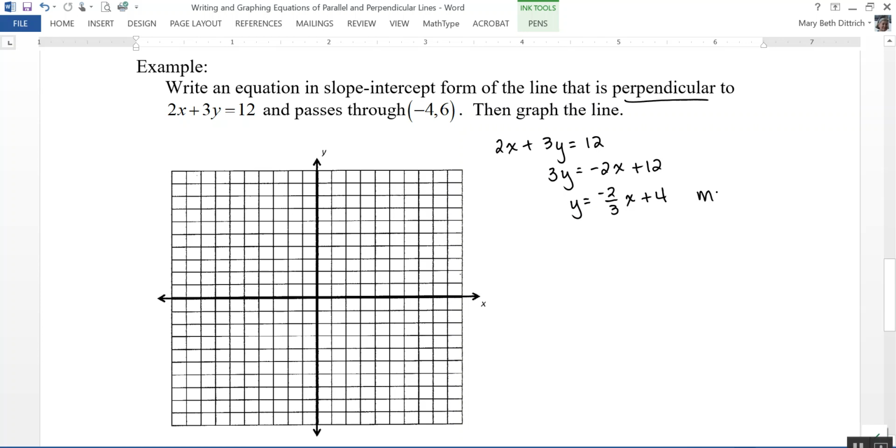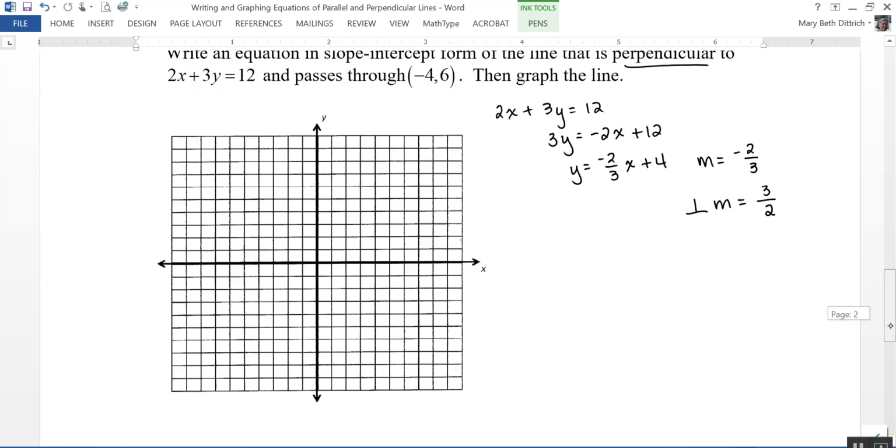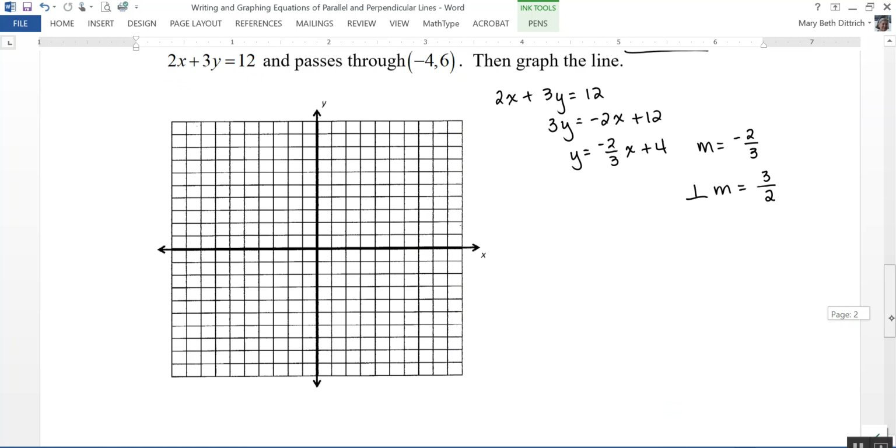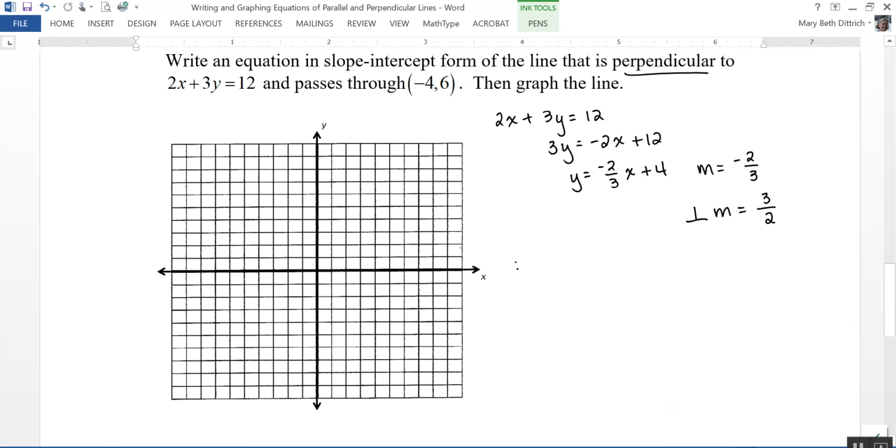Notice that the slope of this line is negative 2/3, but since I need a line that's perpendicular to it, I need to use the opposite reciprocal. Opposite means that instead of being negative, it's going to be positive, and reciprocal means that I'm going to flip the fraction. So that's the slope that I'm going to use. And I was given the point negative 4, 6. So I'm going to use point-slope form again.